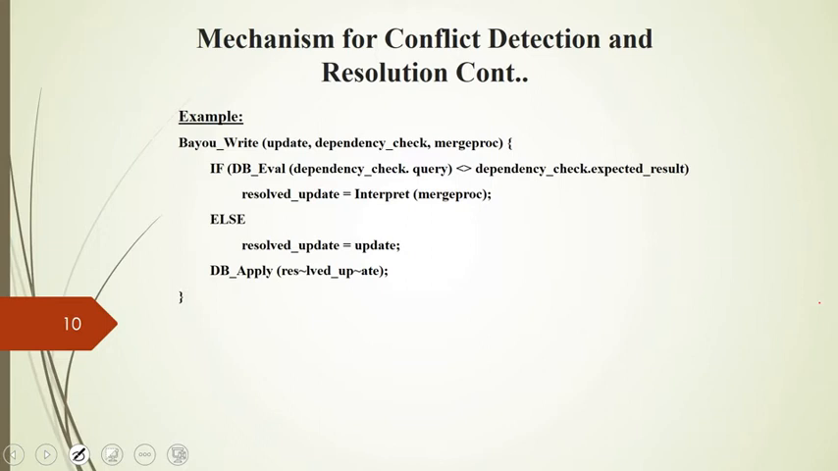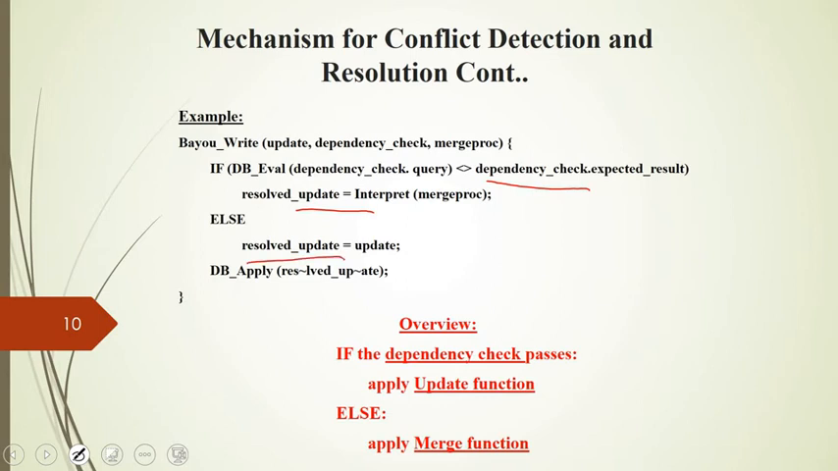Let us consider the example which is given: a Bayou write operation, which has a dependency check, an update function, and a merge function. So in the overview, we can see that if the dependency check passes the condition, then we will apply the update function. If it does not pass the dependency check, we will use the merge function to handle the conflict and provide a resolution.